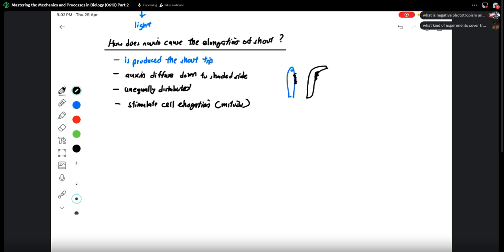What kind of experiments cover tropic responses? But the tropic responses are quite obvious. They always will give you the structure. They'll give you the diagram already, and you just basically answer from what you know from there.